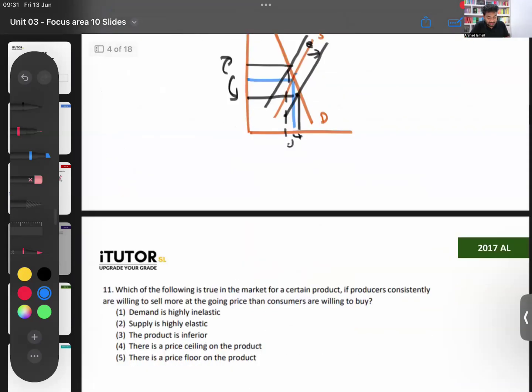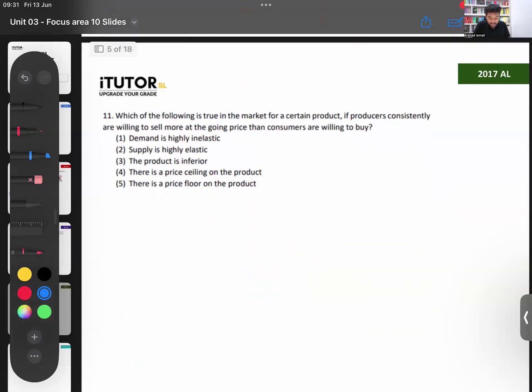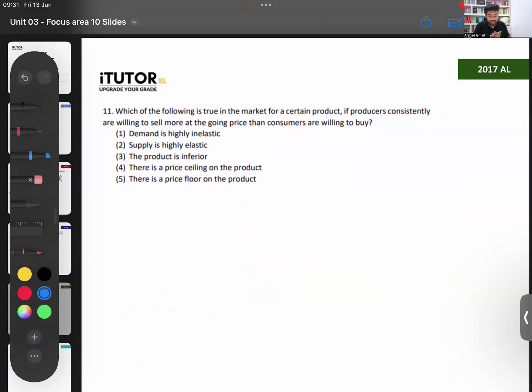Then the 2017 question is saying, which of the following is true for a market, for a certain product, if producers are consistently willing to sell more at the going price than what consumers are willing to buy? Which one do you think? Producers are willing to sell more at the going price than what consumers are willing to buy. What do you think is there over here?